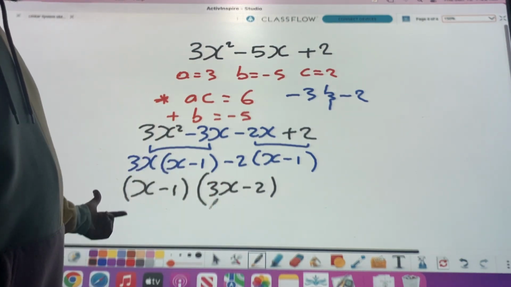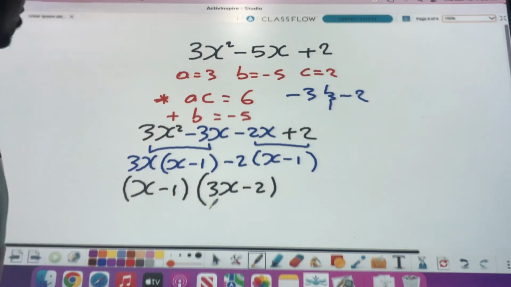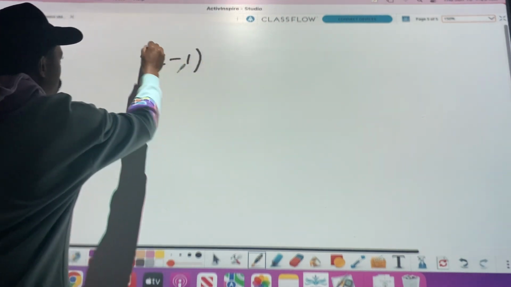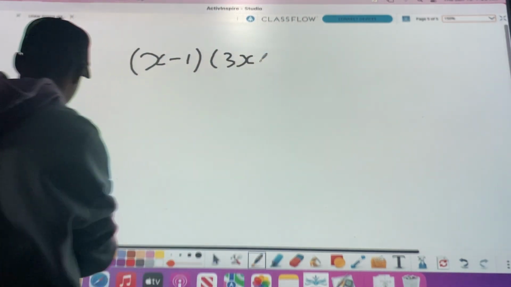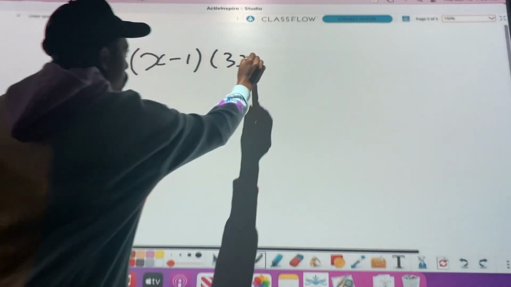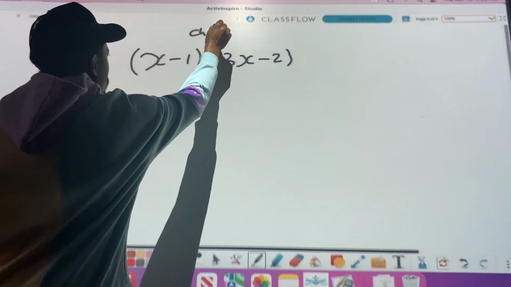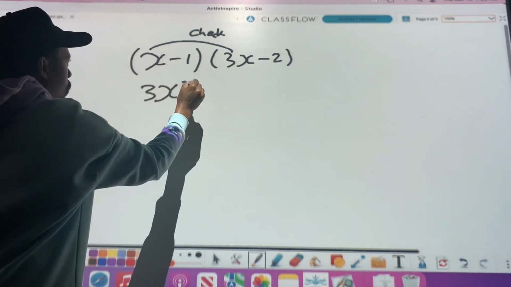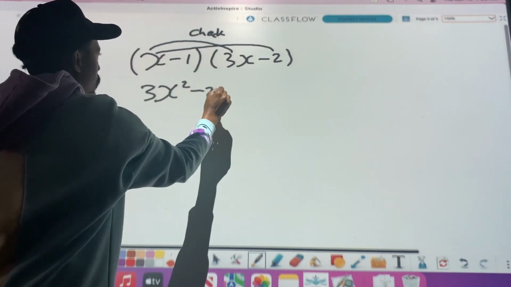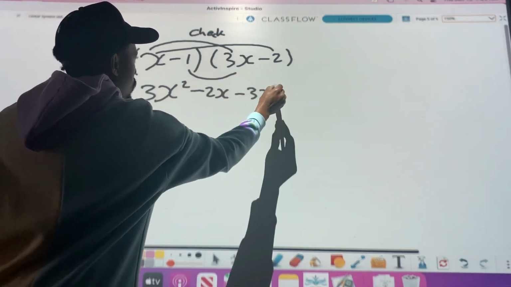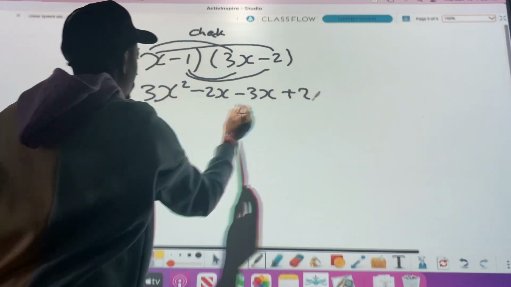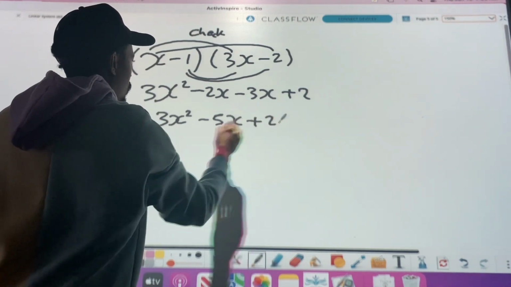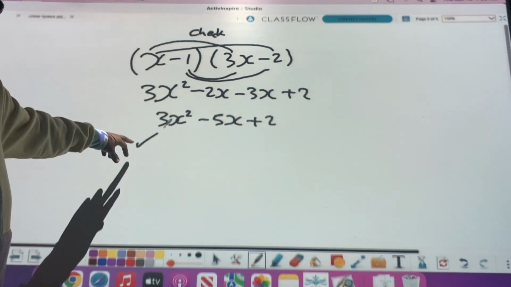And that's done. We can check this by FOILing to see if we get what we started with. So let's check. x minus 1, 3x minus 2, check. All right, so it checked out, so that's good.